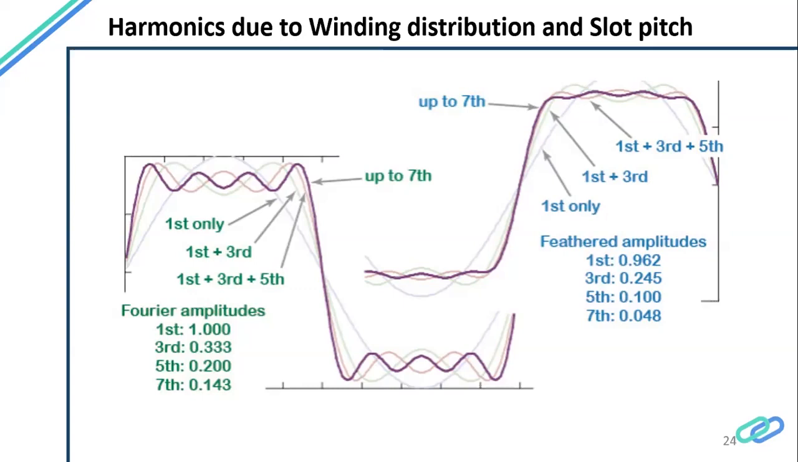Some winding topologies by nature eliminate some of the harmonics. So the pitching of the winding can eliminate some harmonics. We will see, when we go further and deep dive in this session, how these elements can be considered further.